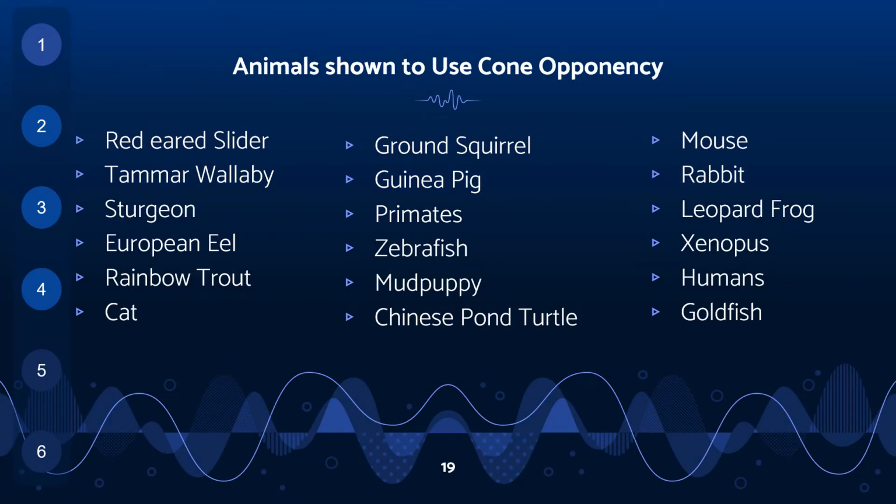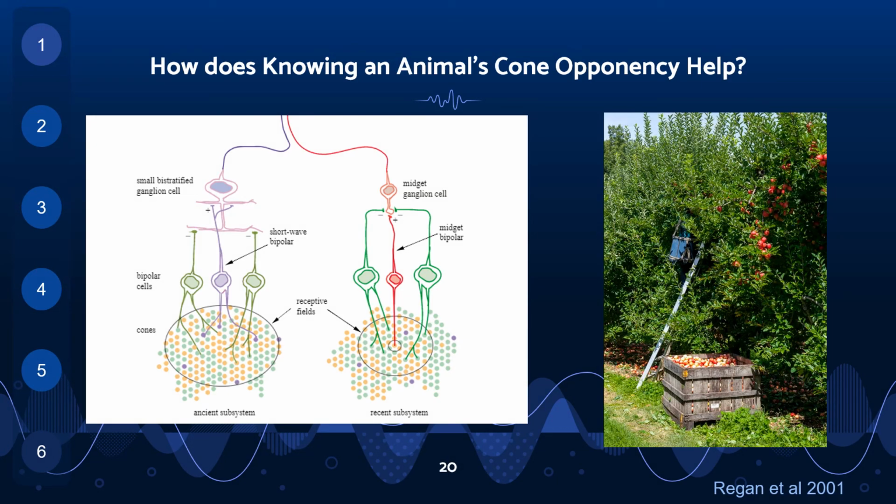Unlike color opponency, which has only been applied to humans, cone opponency has been found in many animals. I reviewed the literature to determine which animals are known to use cone opponency in at least one layer of the retina or brain, and compiled a list of all these animals and more. From reptiles to amphibians and humans to goldfish, cone opponency is common. But what can we infer once we know an animal's cone opponent circuits?